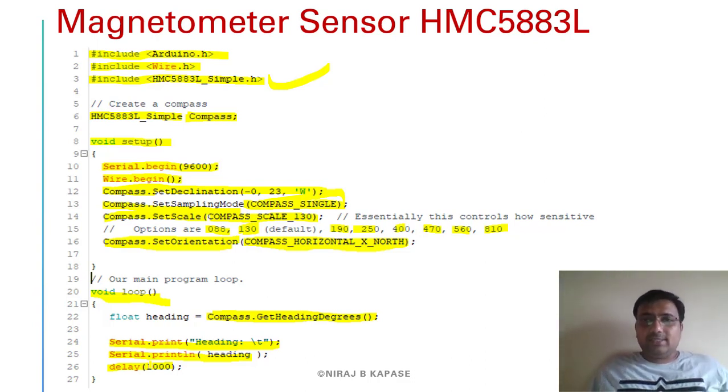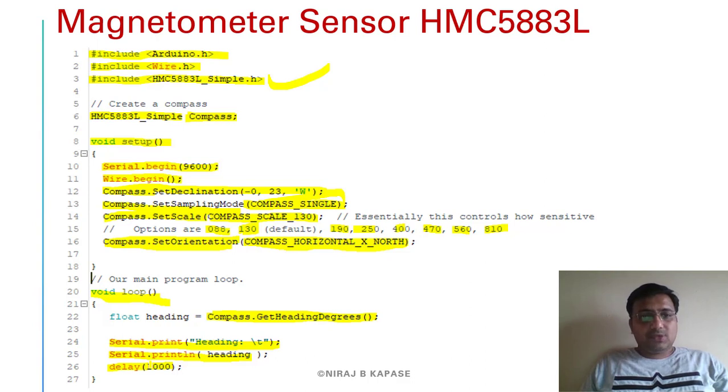Okay, so this is about the magnetometer sensor HMC5883L. This is about the coding steps, how you are going to program the HMC5883L with an Arduino. Okay, we'll move forward now.